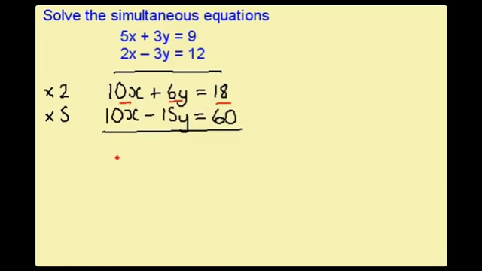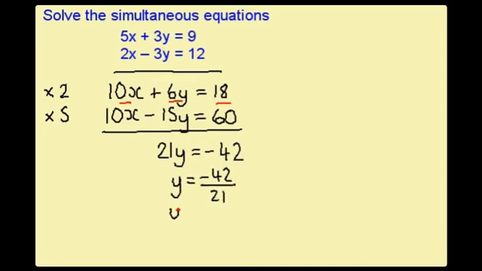10x minus 10x gives me nothing. Remember, this will always happen. 6y minus 15y is going to give me 21y. 18 minus 60 is going to give me minus 42. To work out y, take the 21 down the escalator, and you get the answer, minus 2.